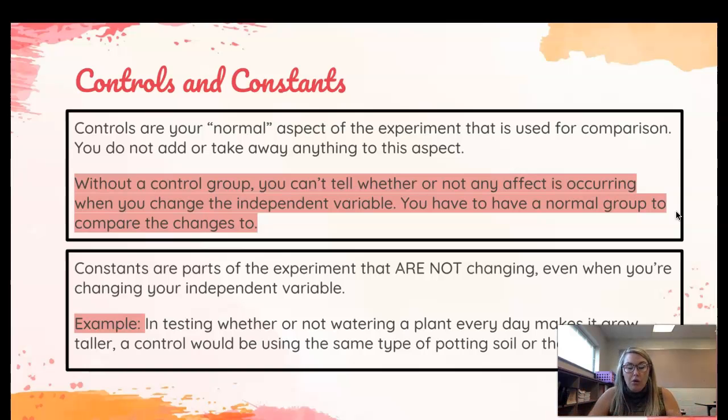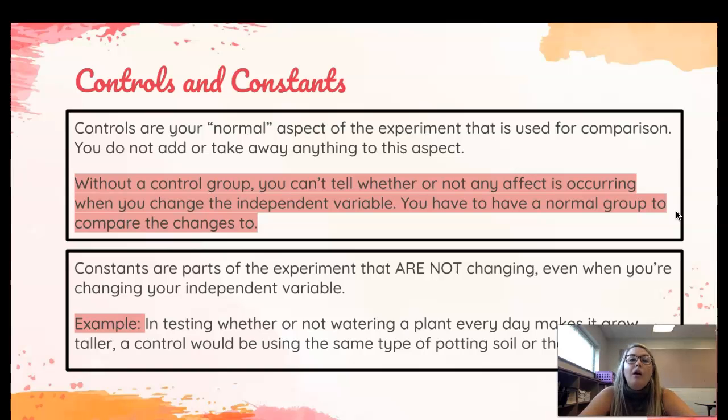So that's a control. A constant is a part of an experiment that's not changing even when you're changing your independent variable. Let me give you an example. I know that's kind of wordy, but an example would be if you're trying to test whether or not watering a plant every day would make it grow taller.